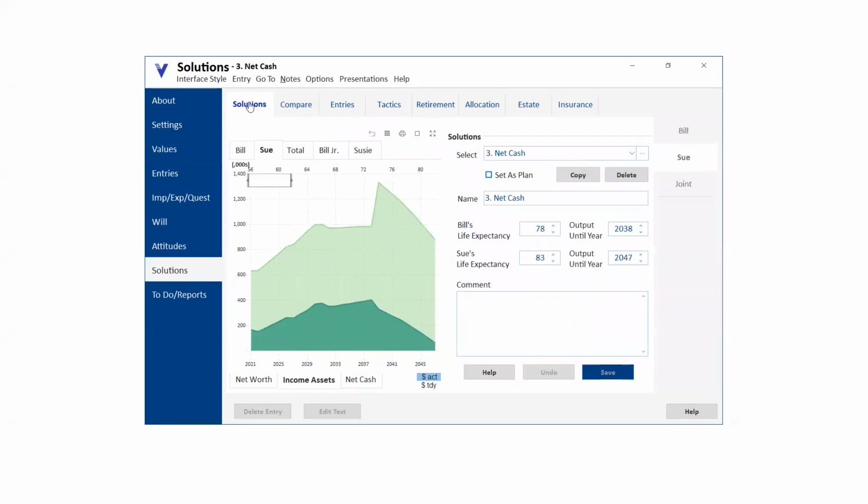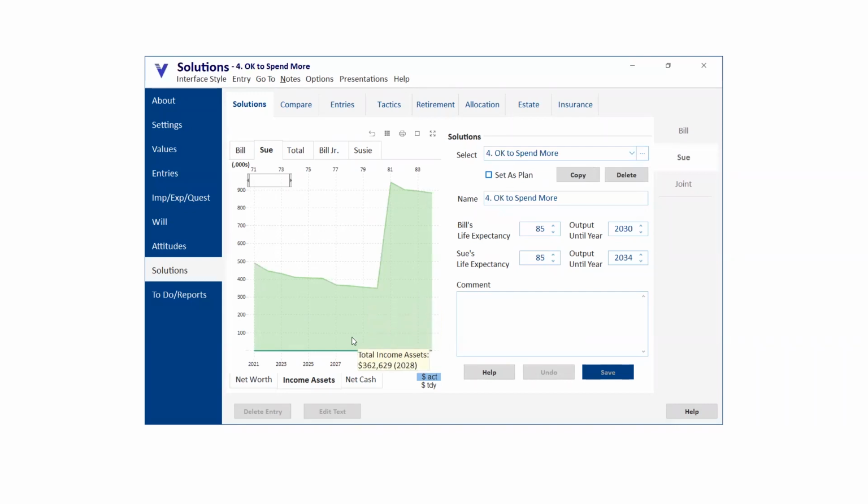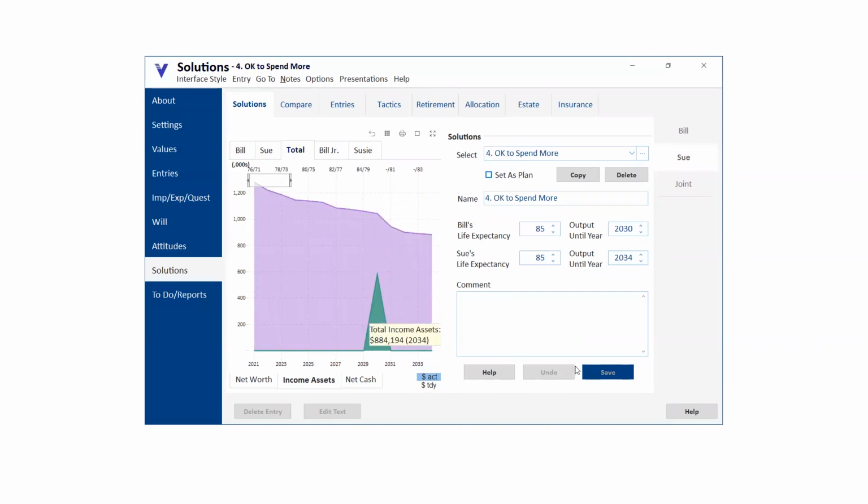So that's number 3. Number 4 is okay to spend more. And this is predominantly, let's go to total, this is predominantly the case for people who are retired. So you can see up here, I've made Bill and Sue 76 and 71. And because people are afraid of running out of money, very often they're not spending what they could spend, quite reasonably. And that doesn't mean spending on themselves. It could be contributing to grandchildren's RESPs, for instance.